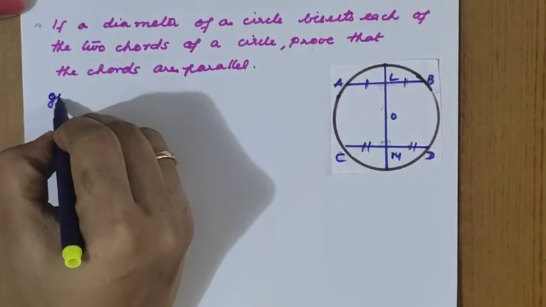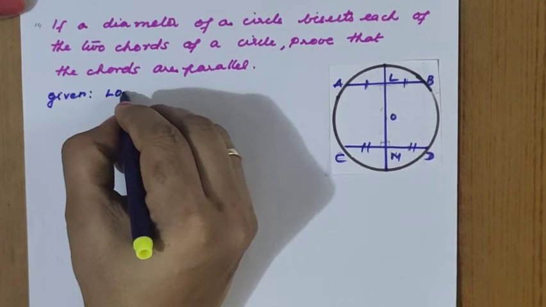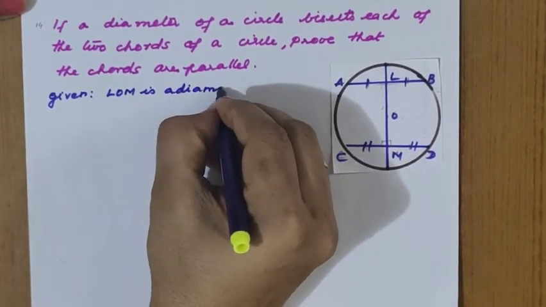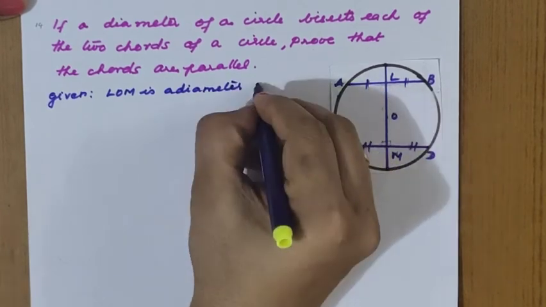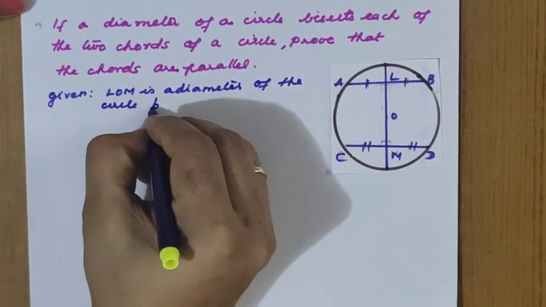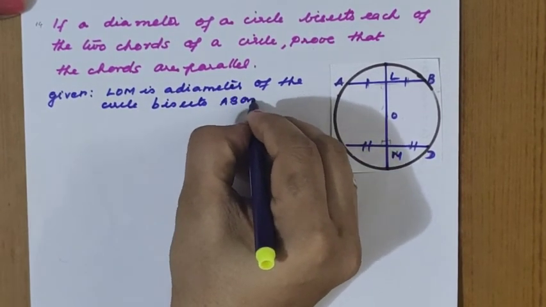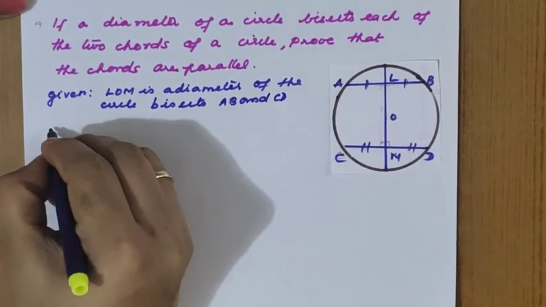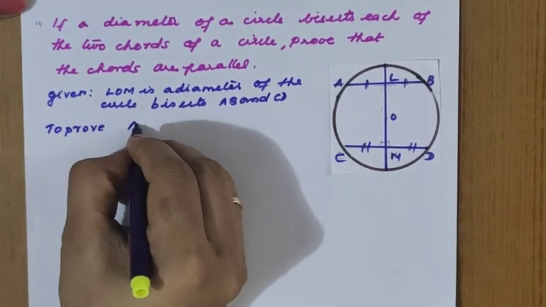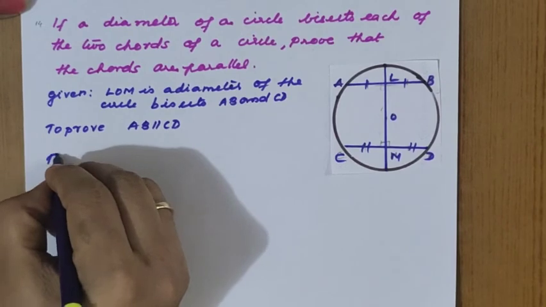So what is given in the question, I'll write: a circle with the center O, LOM is a diameter of the circle, bisects the chord AB and CD. To prove AB parallel to CD. Proof only now.